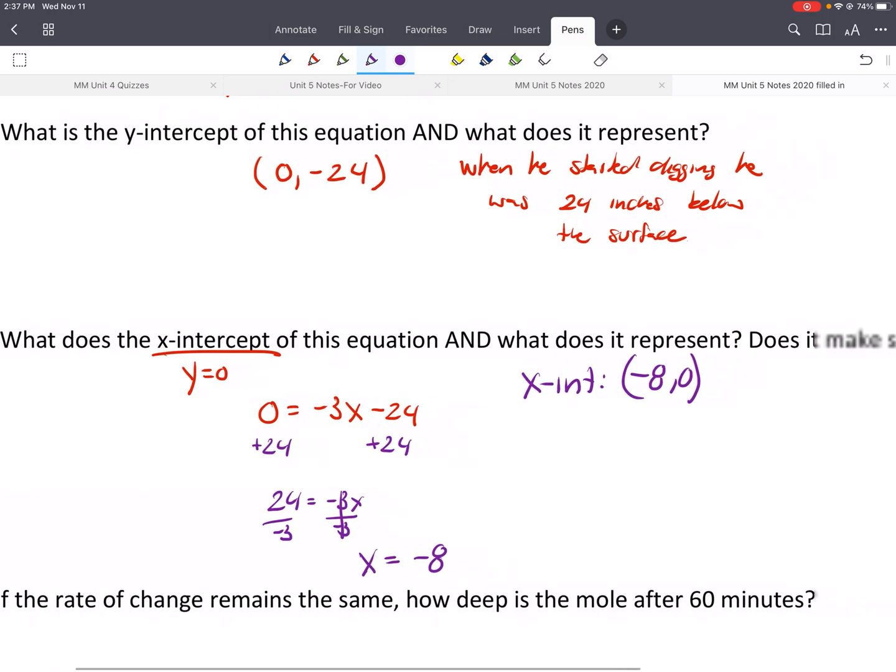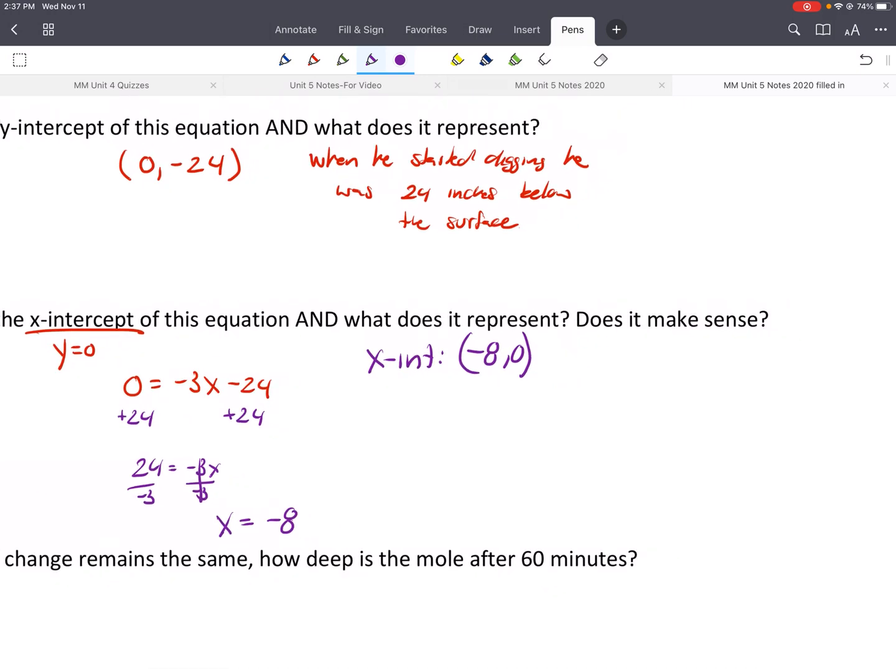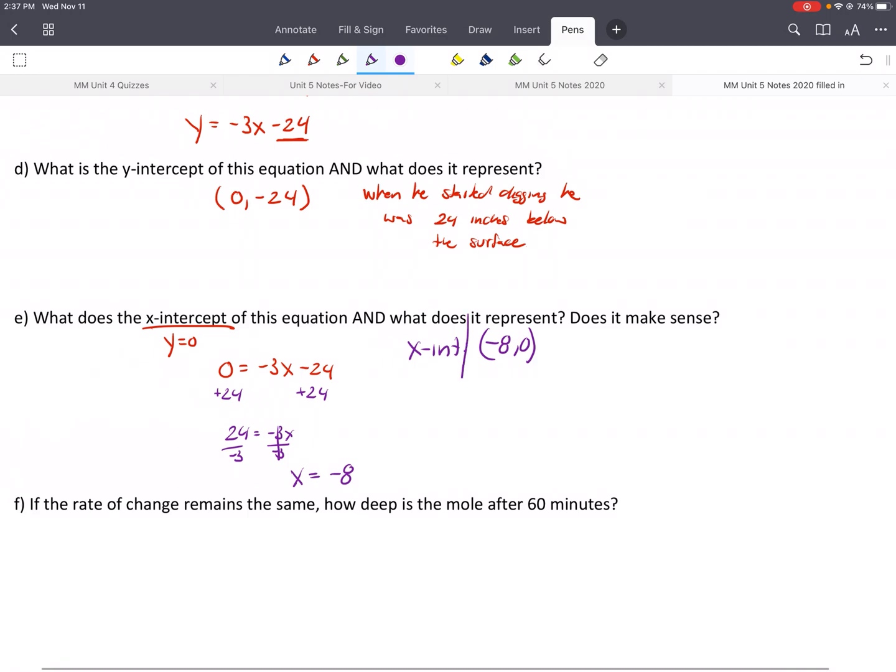And what does that represent? Does it make sense? So again, whenever we have negative time, it doesn't really make sense because we don't really know what happened before he started digging. So here, it wouldn't make sense. We wouldn't have anything that would really represent this point, okay? But we can still come up with our x-intercept.